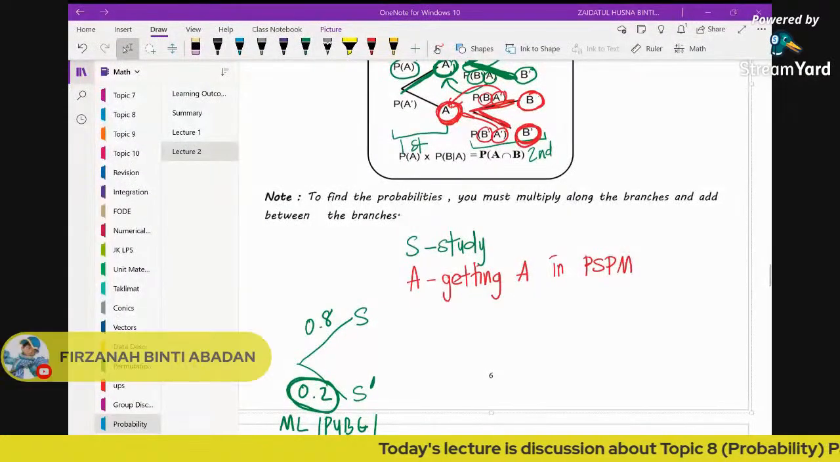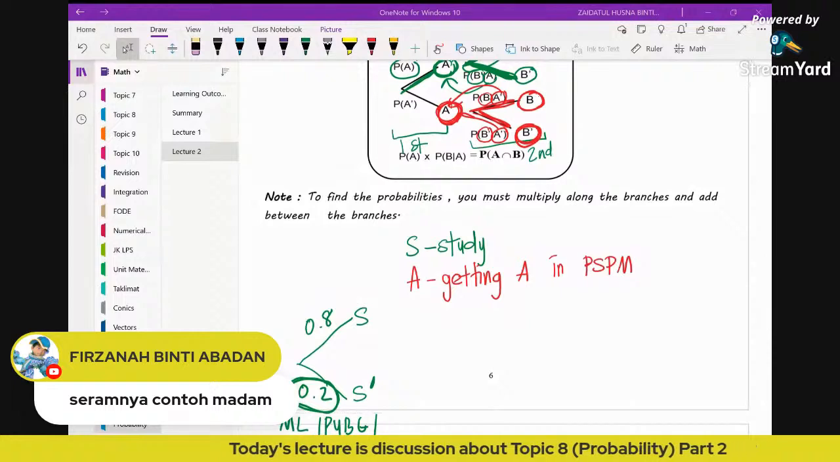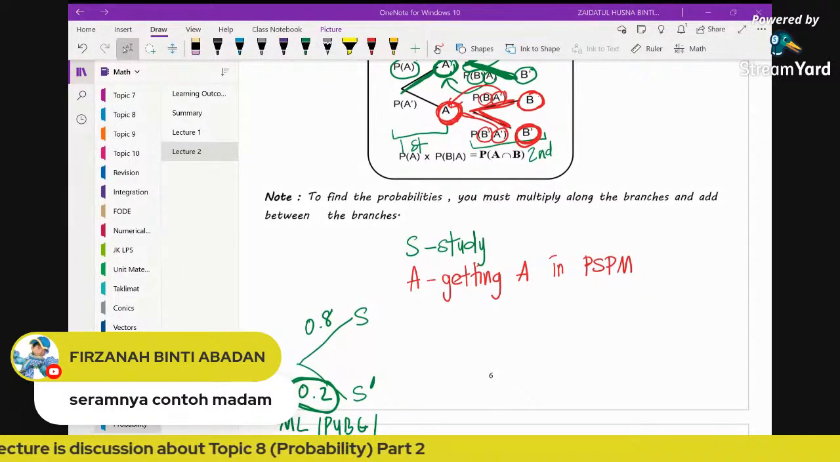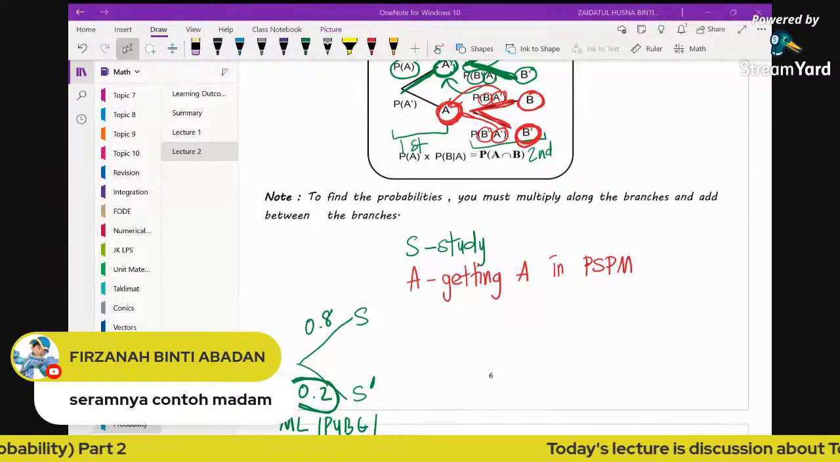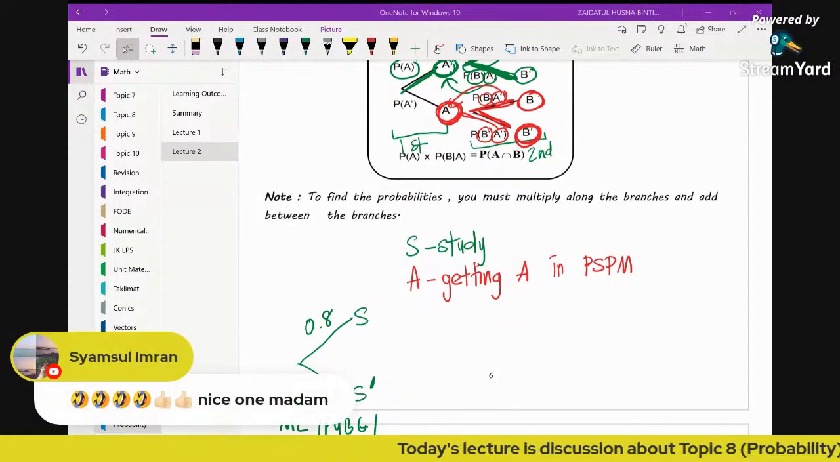We talk about real life situation lah. Okay, kita nak lah contoh dalam buku kan. Kita ambil contoh yang real punya kan. Okay, Sam pun kata, nice one madam.